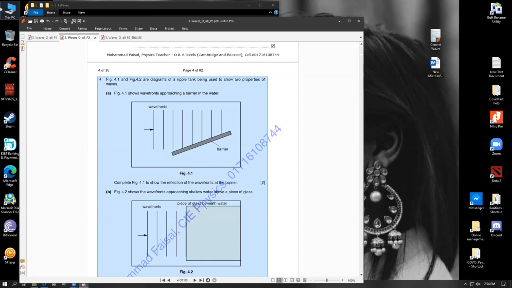So typically all of these lines represent crests, which means from one crest to another crest, or in other words, from one wavefront to another wavefront, the linear distance or physical distance is called wavelength. That's the whole idea. So by using the wavefront, we can represent the wave for a top view where the particle displacement cannot be very easily represented.